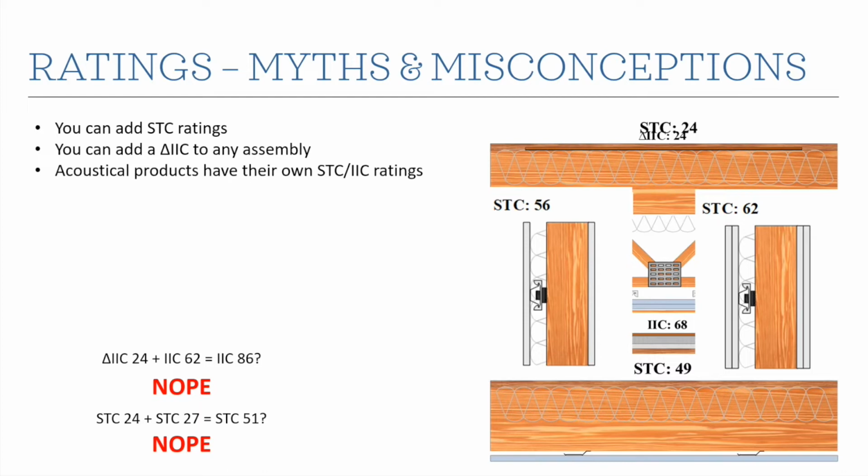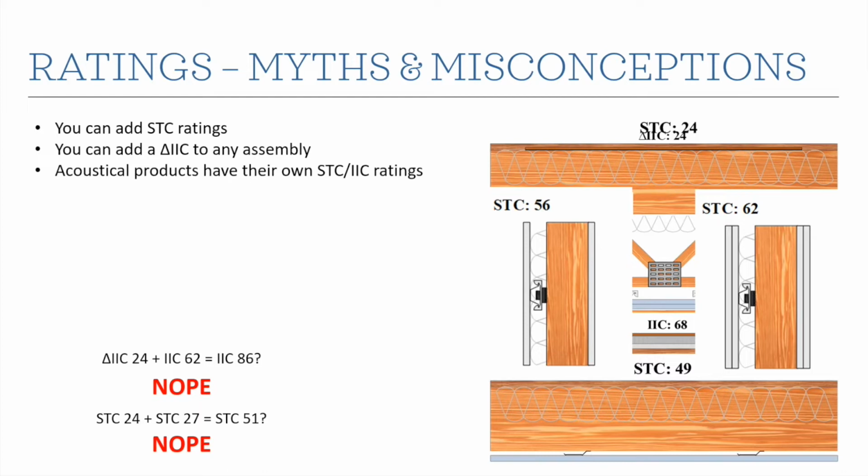So can we just take these two, add a delta IIC of 24 to the 62 for the open web truss, and get an IIC 86? That'd be really awesome. But it doesn't work that way. Instead, you get an IIC 68 when you actually test this assembly.